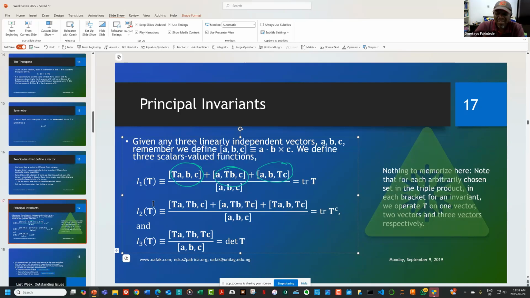Once you know these three, you basically know what is important for you to know about the tensor. These are the three principal invariants. The first one is the trace of the tensor. The second one is the trace of its cofactor. And the third one is the determinant of the tensor. Again, you will see definitions of determinant different from this, but this is the fundamental definition. The other definitions you see can be derived when you know this one.